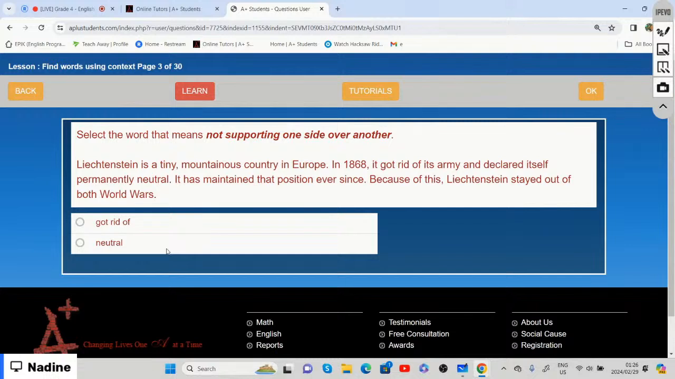If we look at the next word, it says not supporting one side over another. We need to select what the word means. It says, Liechtenstein is a tiny mountainous country in Europe. In 1868, it got rid of its army and declared itself permanently neutral. It has maintained that position ever since. Because of this, Liechtenstein stayed out of both world wars.